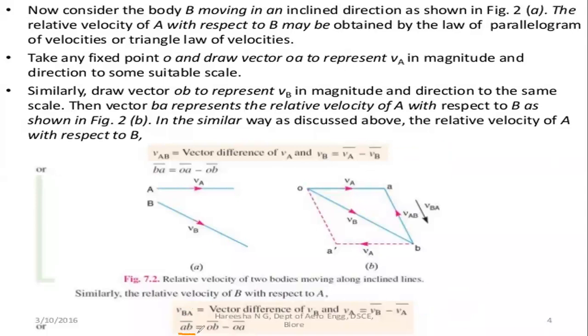So this is the final value, that is AB bar is equal to OB bar minus OA bar.